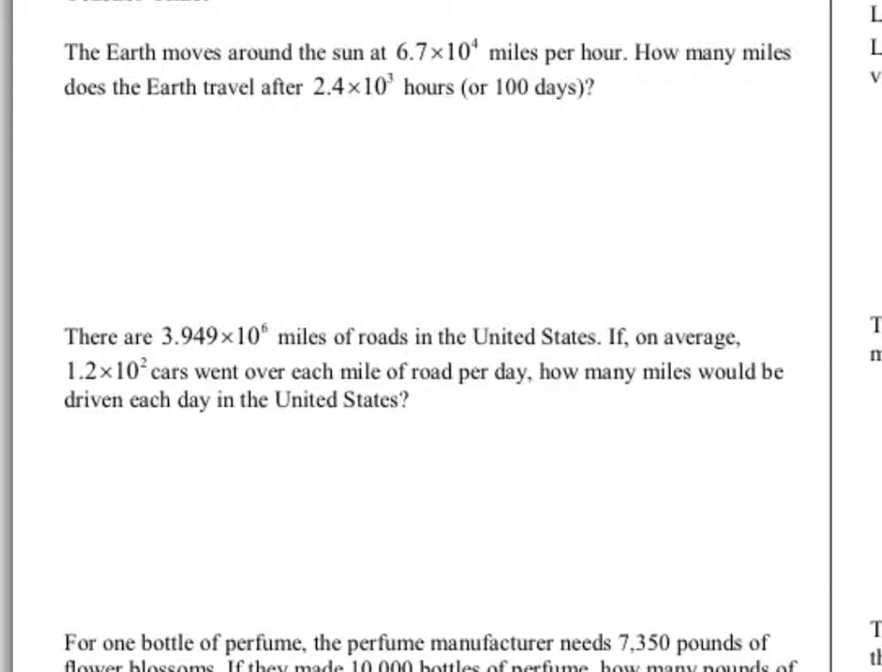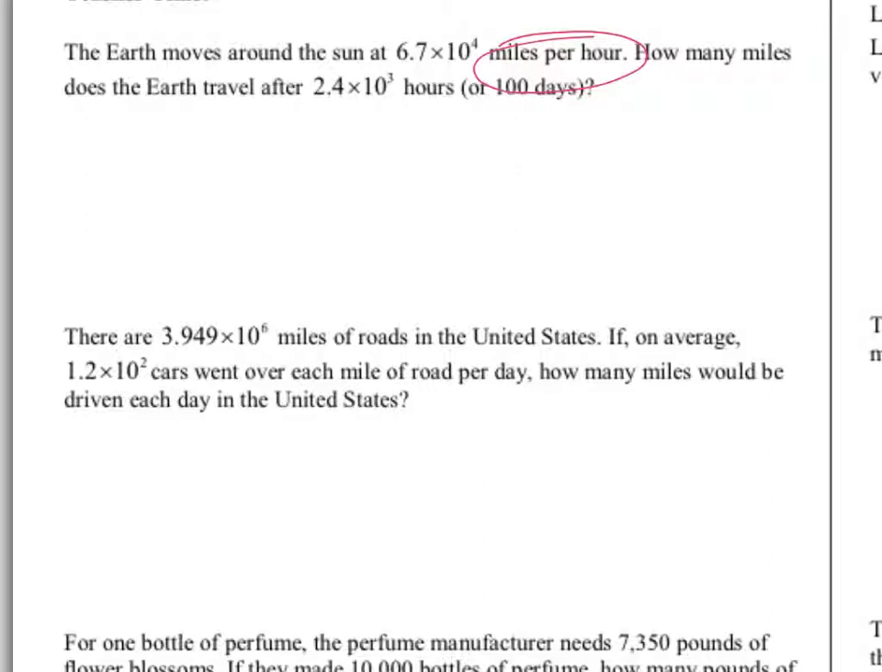This says the Earth moves around the Sun at 6.7 times 10 to the 4th miles per hour. How many miles does the Earth travel after 2.4 times 10 to the 3rd hours? So, a lot of us, when we look at these problems and you see a rate like miles per hour, you make an assumption about whether the value should be multiplied or divided. And that's an assumption that you can't just make. All right, you have to make sure that you've gone through some work to prove it.